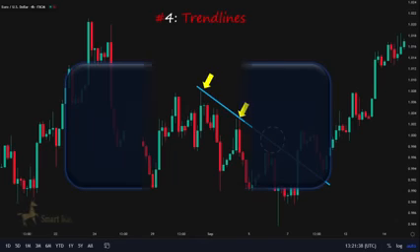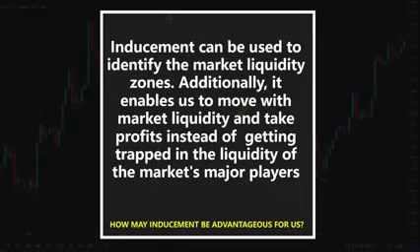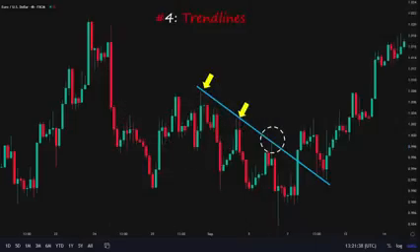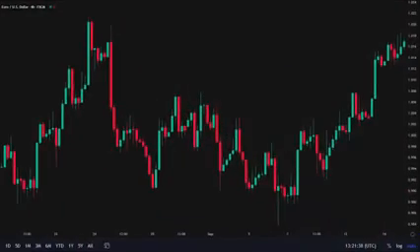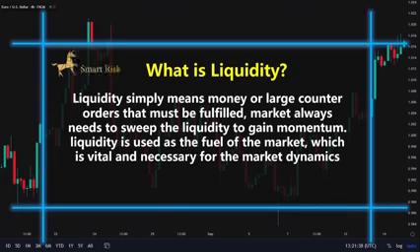How may inducement be advantageous for us? Inducement can be used to identify the market liquidity zones. Additionally, it enables us to move with market liquidity and take profits, instead of getting trapped in the liquidity of the market's major players. Now, we know the basics of inducement, let's move on to liquidity. What is the exact definition of liquidity?